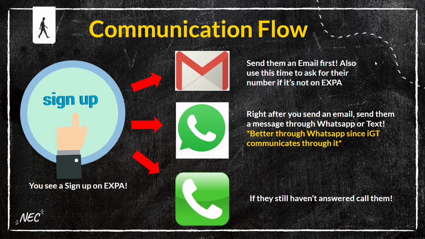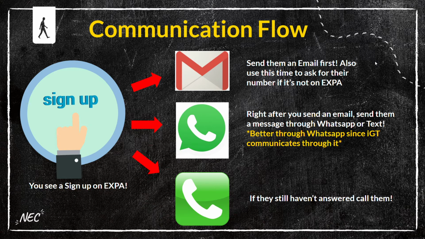So you go on Expa and you see a sign up on Expa and you're assigned. Perfect. You click on their profile and you see their contact information. So first you want to send them an email. You can also use this time to ask their number if it's not on Expa.